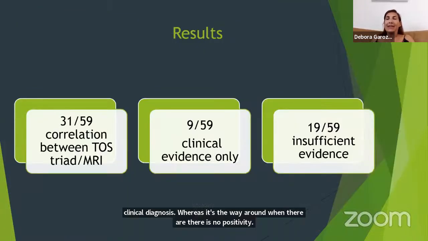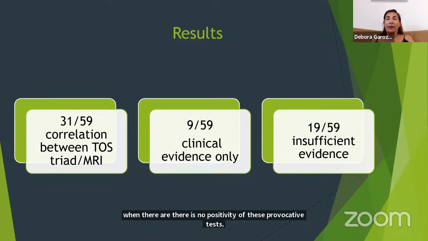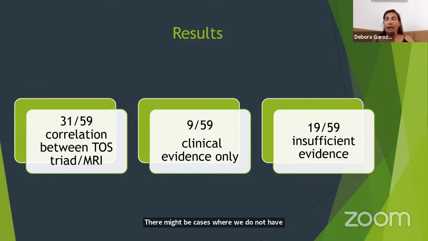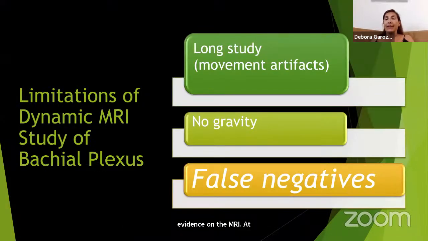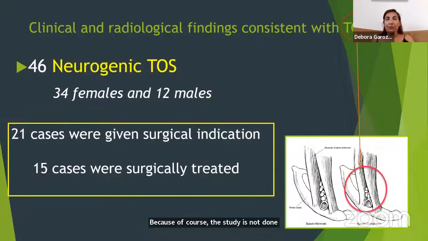There might be cases where we have insufficient evidence on the MRI, and this is related to the presence of false negatives, which can be explained considering that this is a long investigation and therefore we may have movement artifacts, and also the fact that we might not be able to recreate the same conditions that we have in real life, because of course the study is not done with gravity. However, as I said, it's a very significant tool.